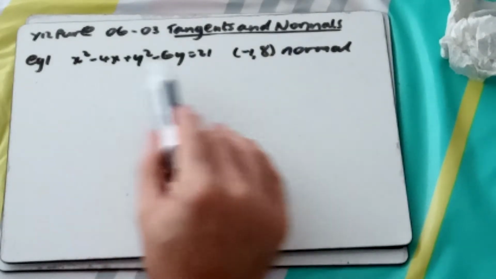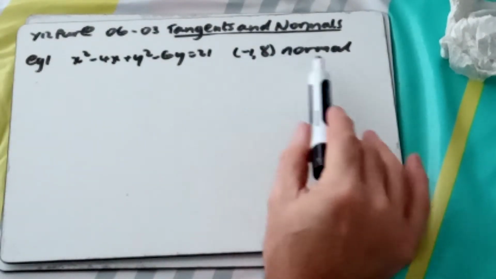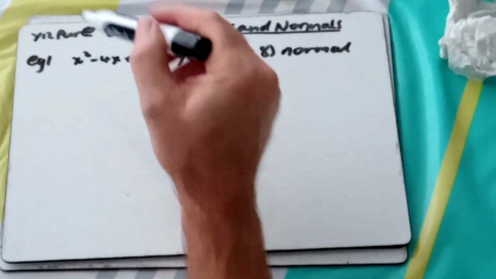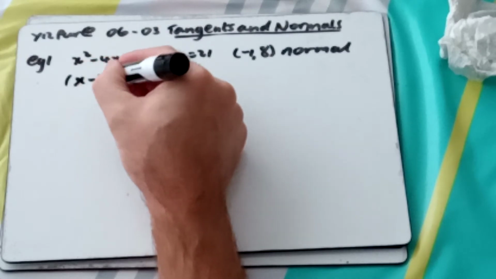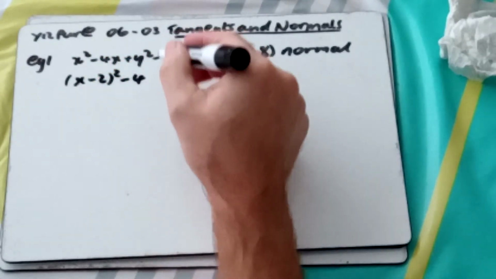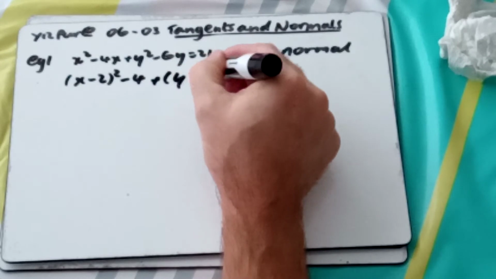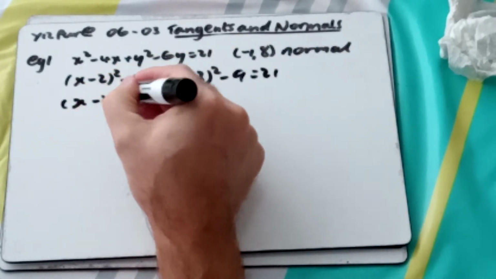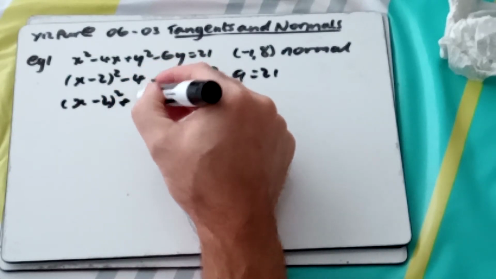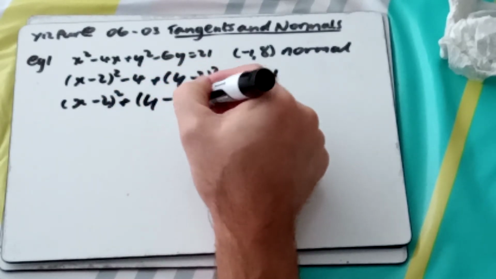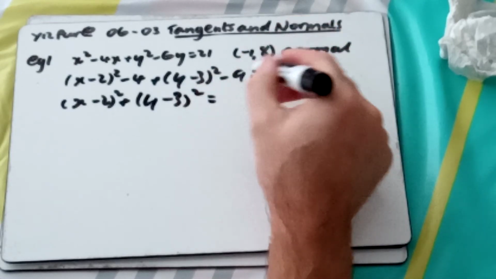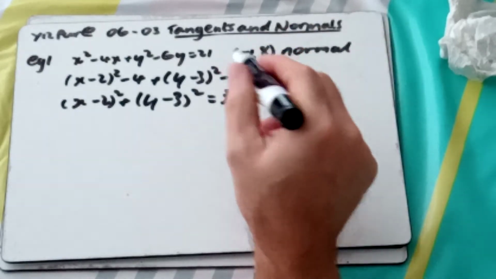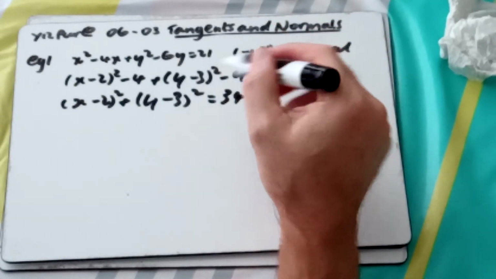So for example, if I've got the equation of a circle like this, I want the equation of the normal that goes through minus 1, 8. The first thing I need to do is find the coordinates of the centre. So a bit of completing the square: x minus 2 all squared minus 4, plus y minus 3 all squared minus 9 equals 21. I don't think I need the radius, but I do like to be completist. So with the 9 across to make 30, the 4 across to make 34, r is root 34.